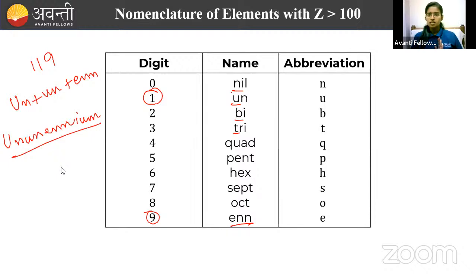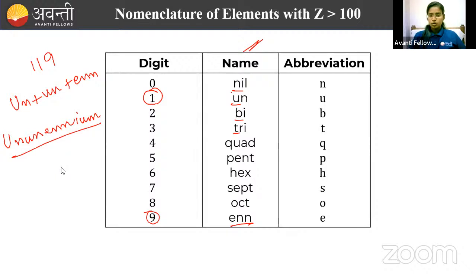This is clear? So basically what you need to do, you have to memorize the root word or the name for all the 10 digits. That's all. Nil, un, bi, tri, quad, pent, hex, sept, oct and enn. So these are the names of all the 10 digits. Just try to memorize all these 10 digits, name or the root word, so that it will be very easy for you to answer this type of question.